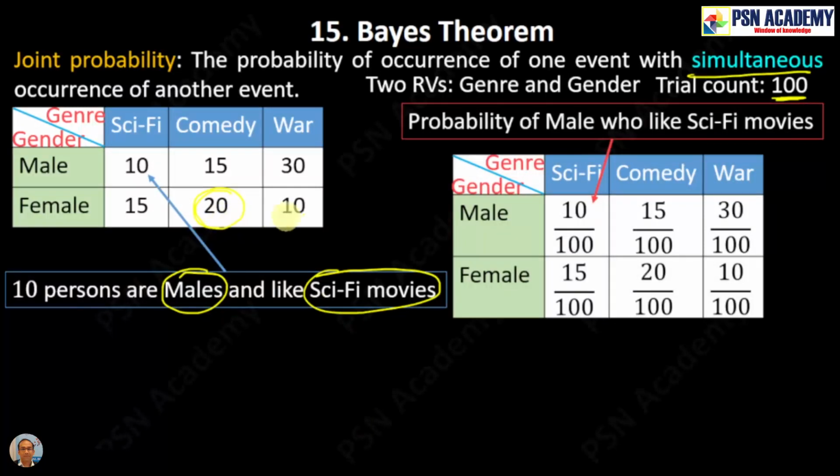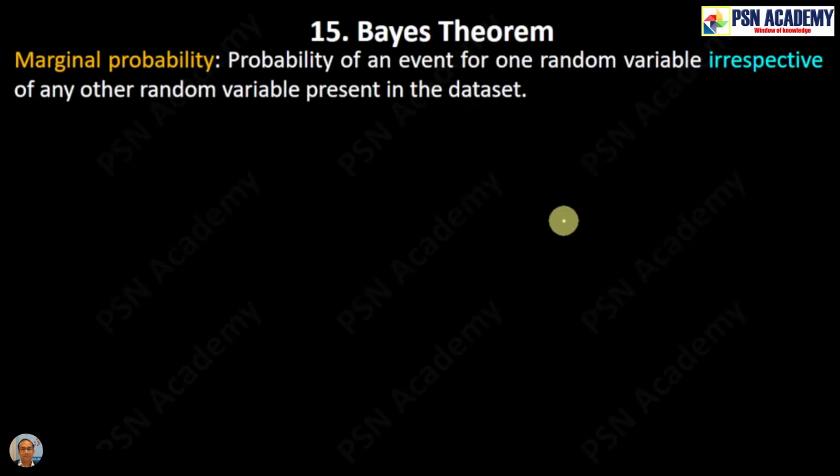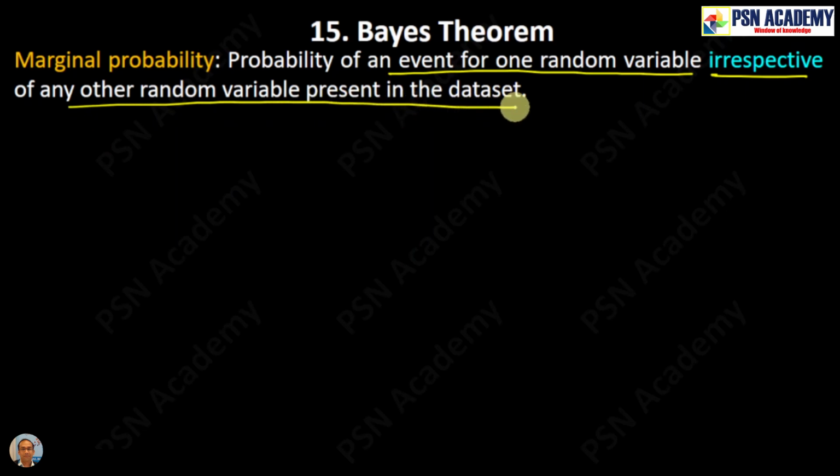For calculation of probabilities, you divide these data by 100 because you have 100 trial count, and you have the probability as 10 out of 100 for males as well as sci-fi movies. Marginal probability deals with one event, that is one random variable, irrespective of any other random variable present in the dataset. That means there may be more than one event occurring simultaneously, whatever it is, but we deal with only one variable at a time.